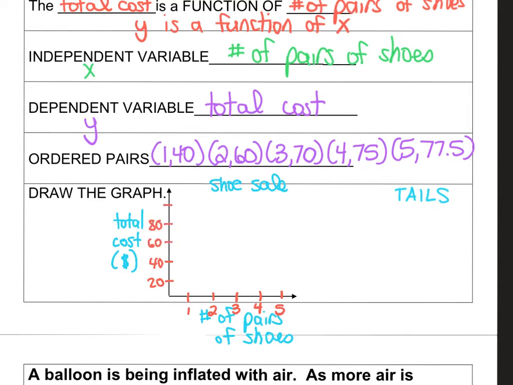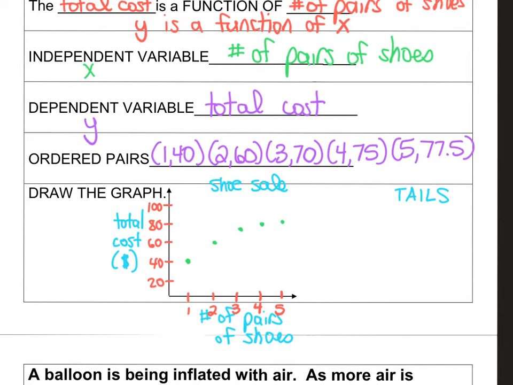And I'm going to go up to 100. All right, so the next part is to plot our points. So for one pair, it costs $40. 2 pairs, was it 60? 3 pairs was in between the 60 and the 80. 4 pairs, slightly higher than that. 5 pairs, slightly higher than that. So you can see it's starting to level off.